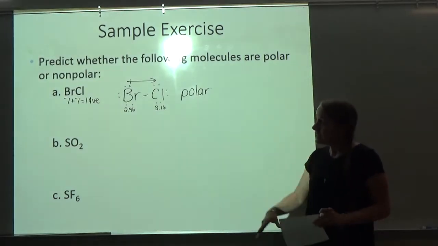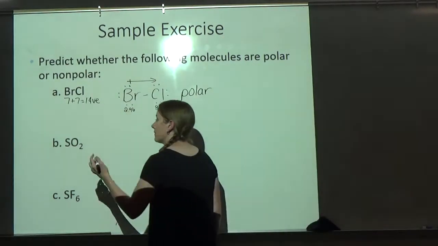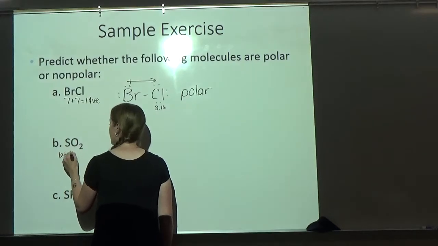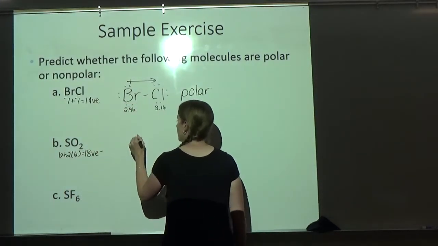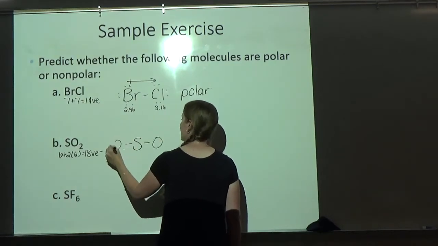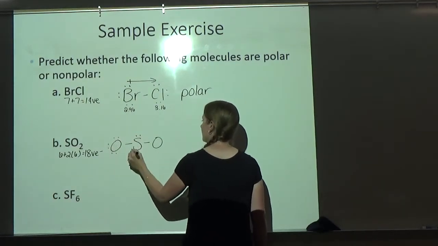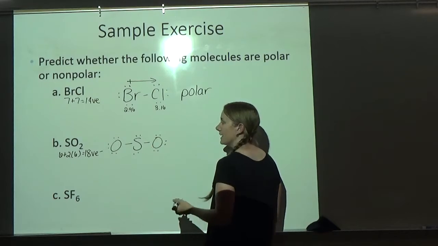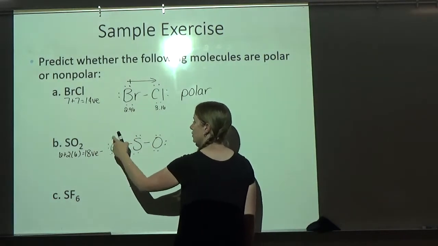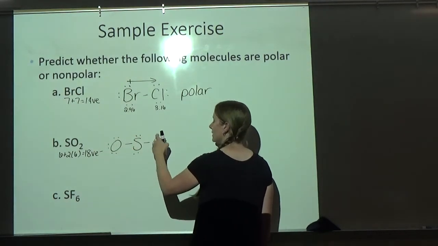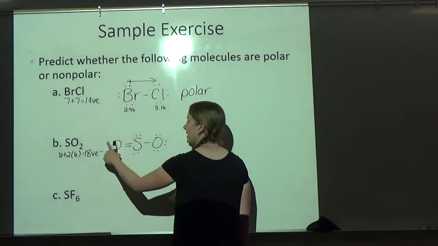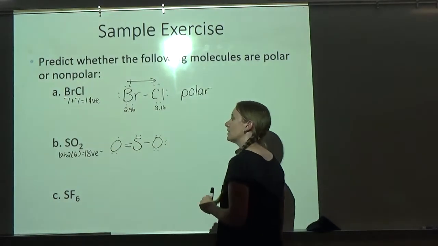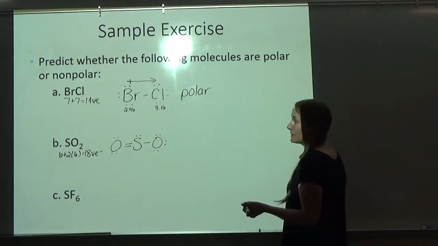So next is SO2. We add up our valence. S is 6, O is 6 times 2, which is 18 valence electrons. So I'm going to bond everybody, make everybody stable. Then count my electrons. I'm allowed 18: 2, 4, 6, 8, 10, 12, 14, 16, 18, 20. That means I have 2 extra. I need an extra bond. I'm going to readjust for my extra bond, so I readjust my octet.